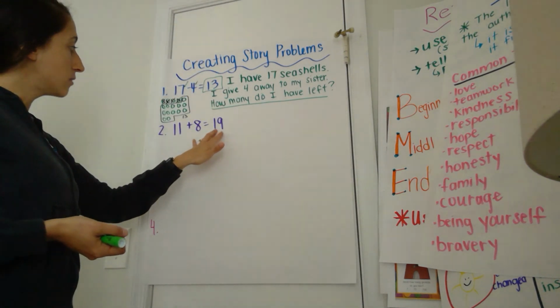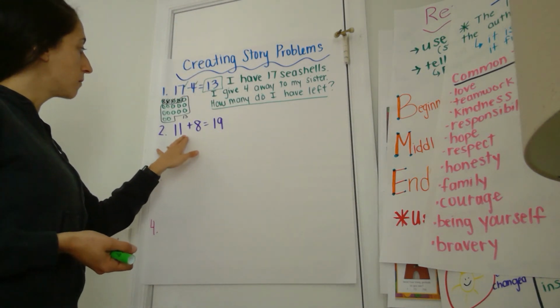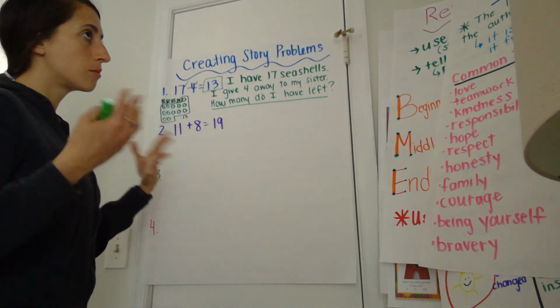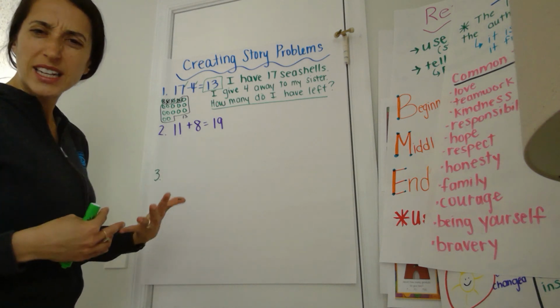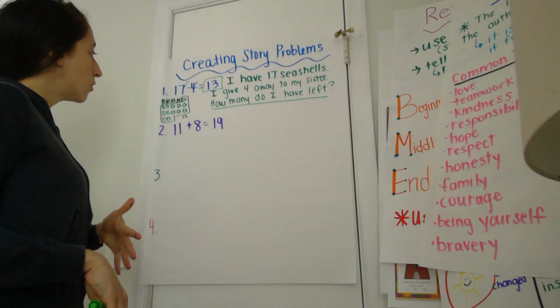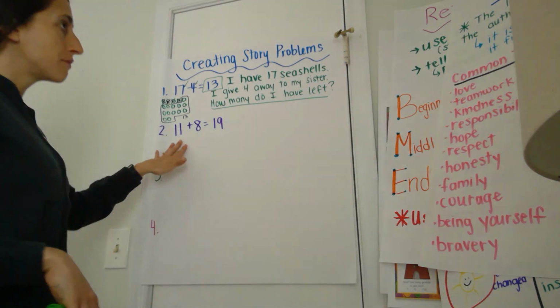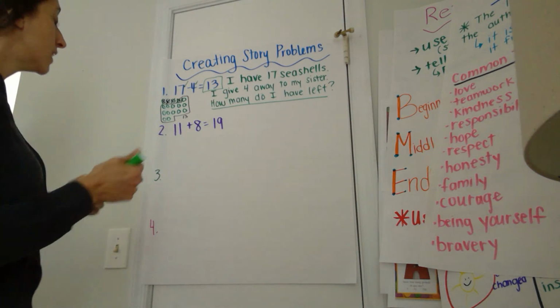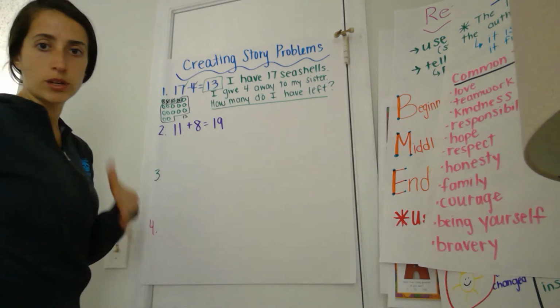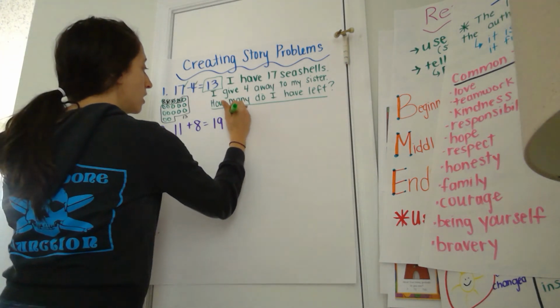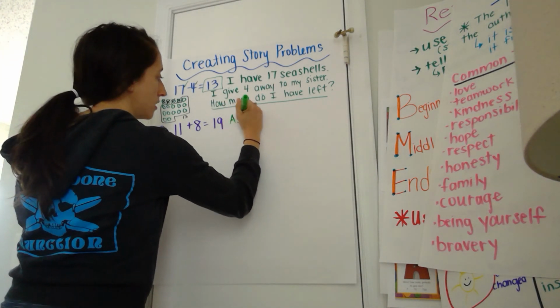So 11 plus 8 equals 19. What's my problem? I need to get more of it. So I'm adding, I need more. So someone's going to have to give me something. I'm going to have to find it or make it. So if I'm talking flowers, I'm going to make up a story. It's not going to be me. So I'm going to pick Ashley as her name.